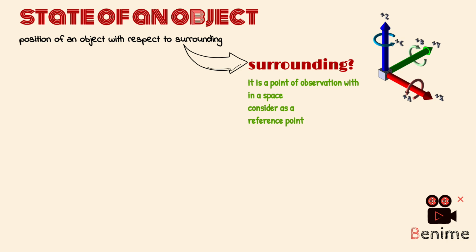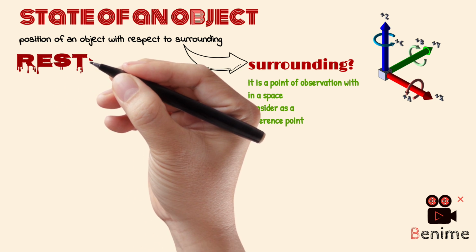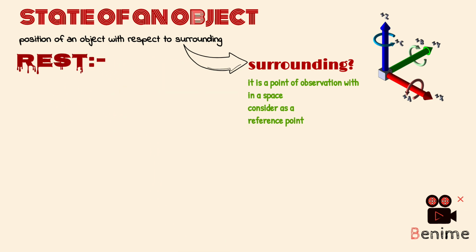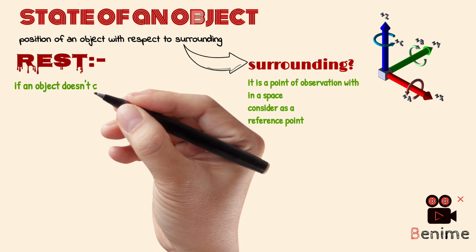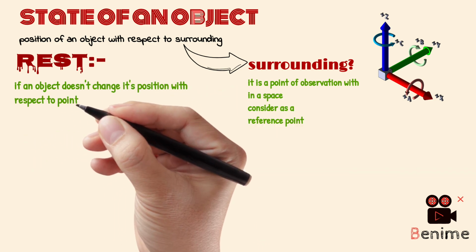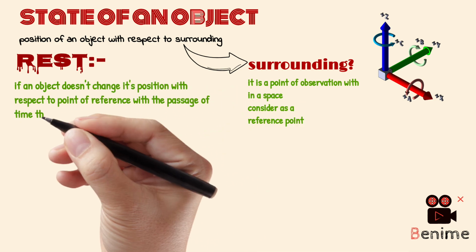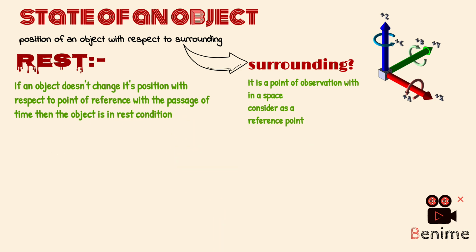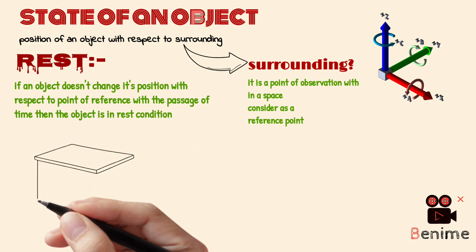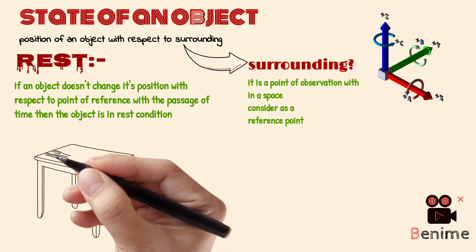Now, an object can have only two states. One of them is rest condition and another one is motion. If an object is unable to change its position with respect to the surrounding with the passage of time, then this condition is said to be the rest condition. Like the table is unable to change its position, so it is in the rest condition.